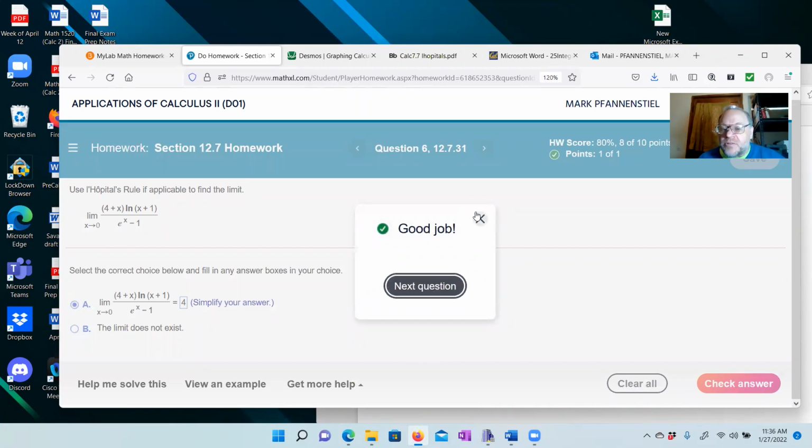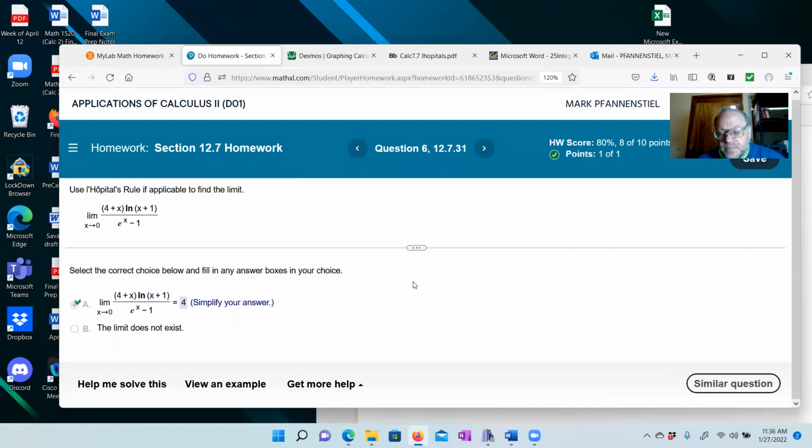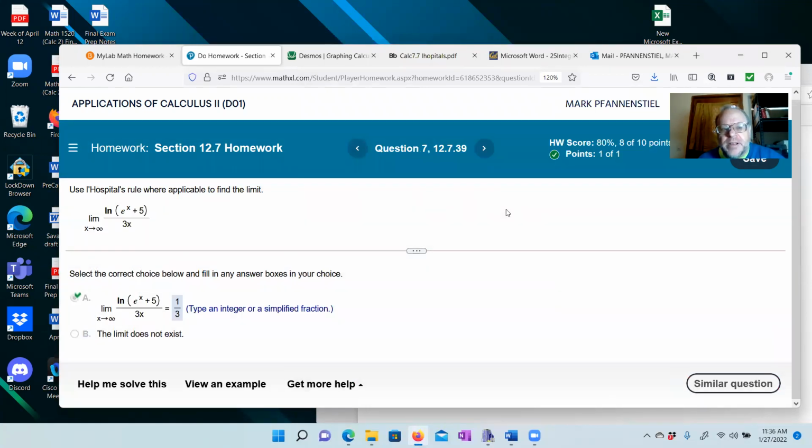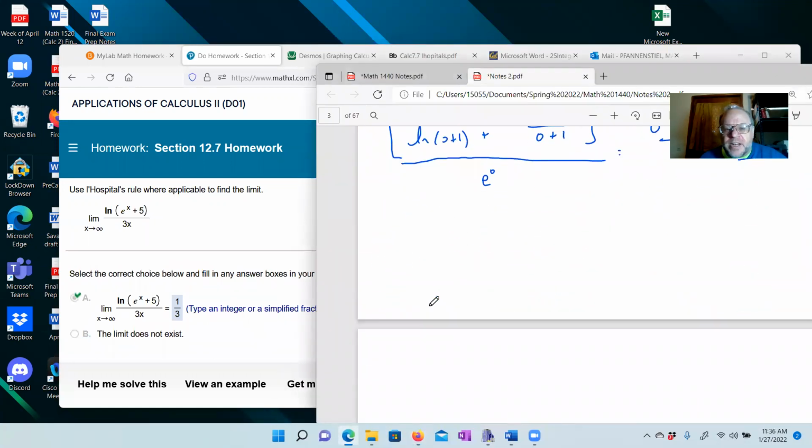Okay. So that's what you're doing with L'Hopital's here. I think I can do like 1 or 2 more here before we have to take a break. Okay. So this one, right? We have the limit as x goes to infinity.